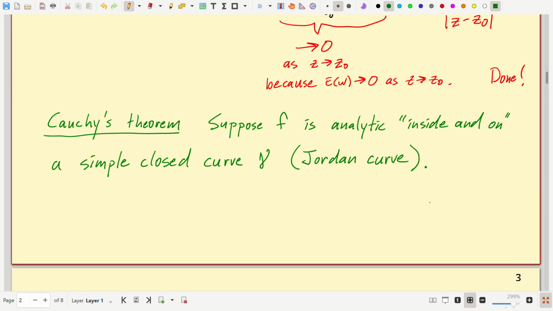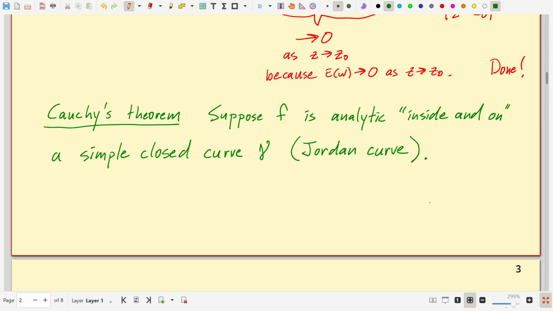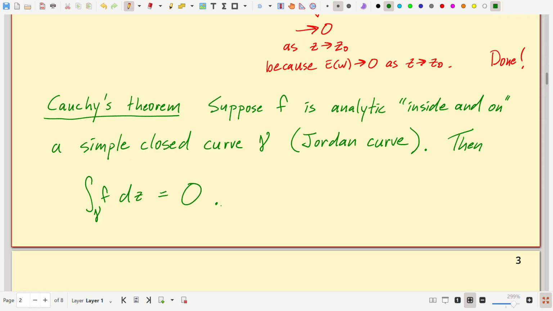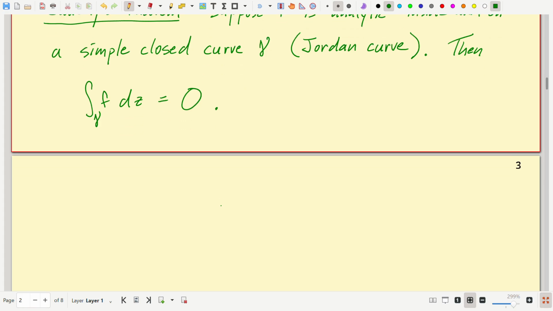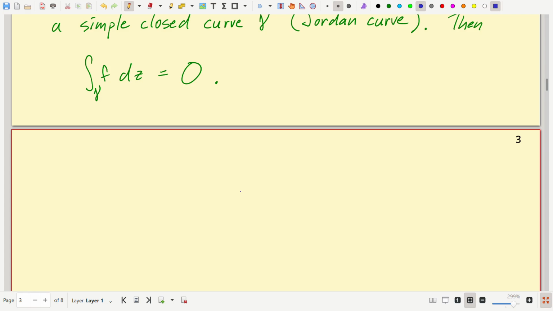I'll explain what I mean by inside and on. Then the conclusion is that the integral around gamma of the analytic function f dz is 0. The picture here is a simple closed curve that never crosses itself. And Jordan, the famous mathematician who studied them, showed that a simple closed curve has an inside and an outside. So here's my simple closed curve, gamma.